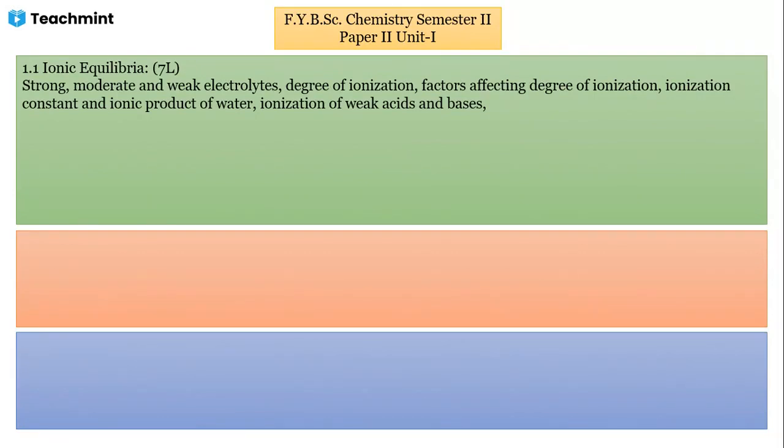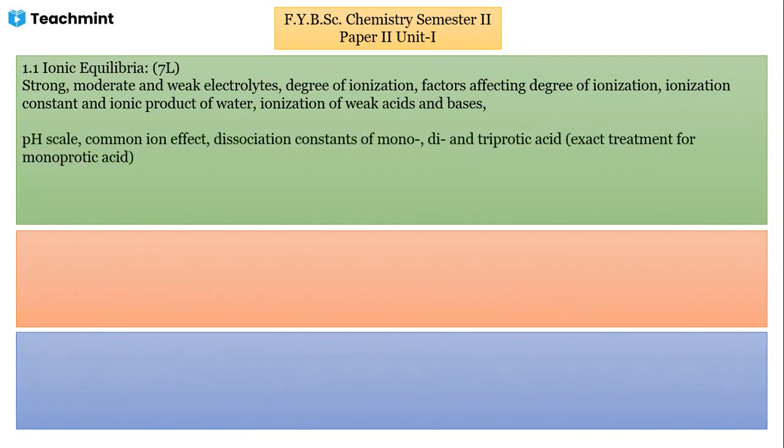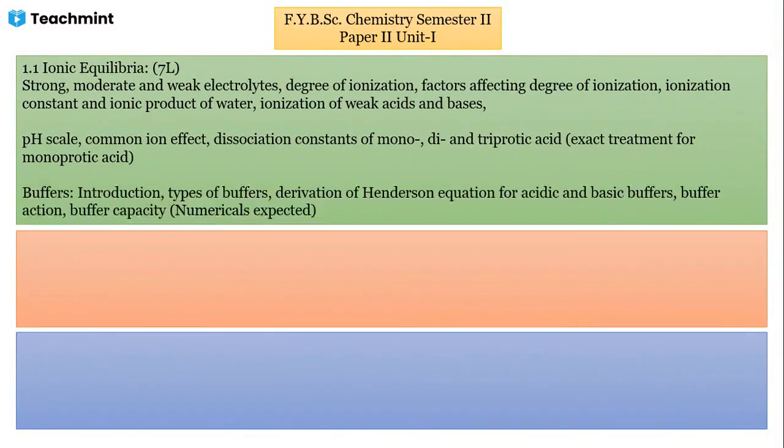Ionization is nothing but the splitting up into its own ions. pH scale, common ion effect, dissociation constant of mono, di, and triprotic acids. Then exact treatment for monoprotic acids that we have to see in detail during this particular syllabus. Buffer, introduction, types of buffer, derivation of the Henderson equation for acidic and basic buffers, buffer action and buffer capacity. Numericals are also there.